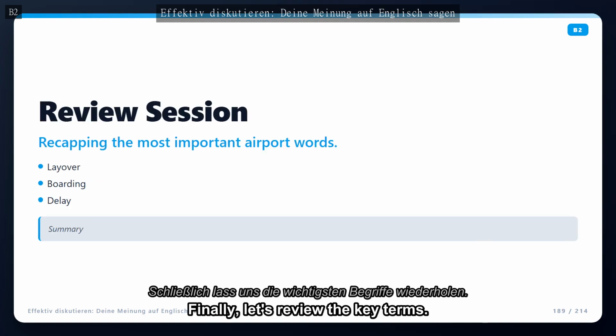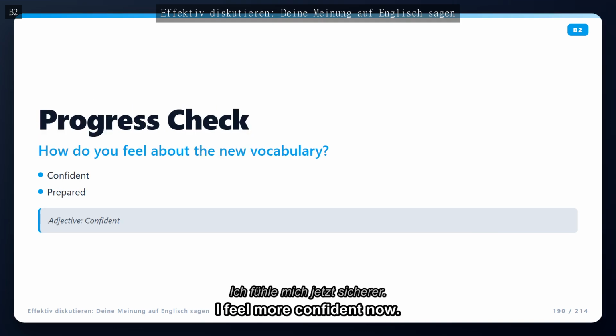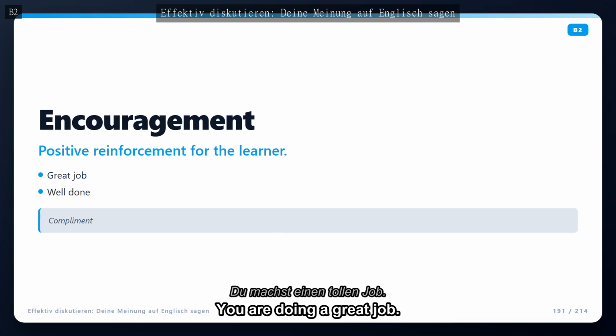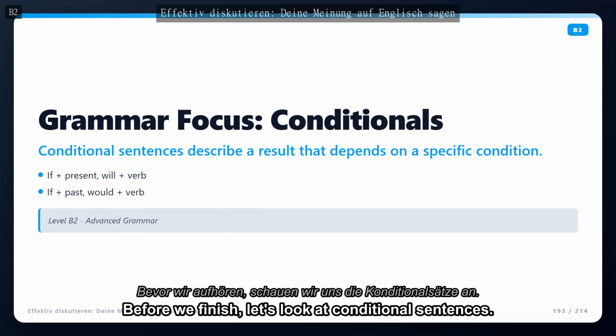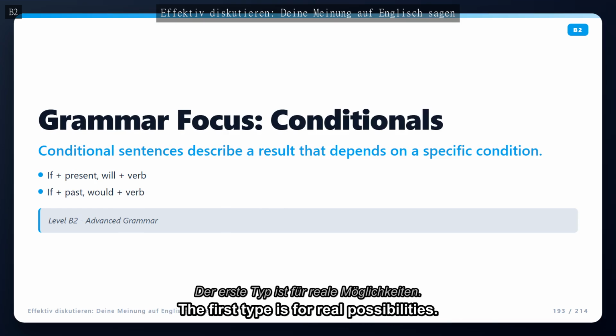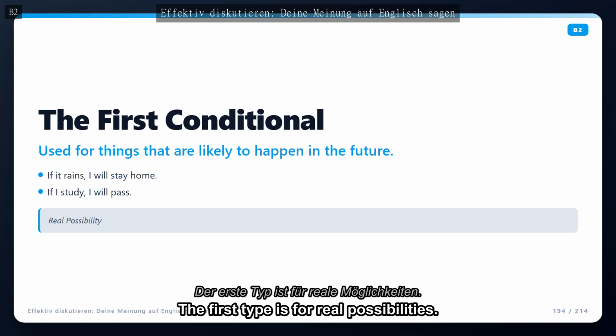Finally, let's review the key terms. I feel more confident now. You are doing a great job. Thank you for the lesson. Before we finish, let's look at conditional sentences. The first type is for real possibilities.